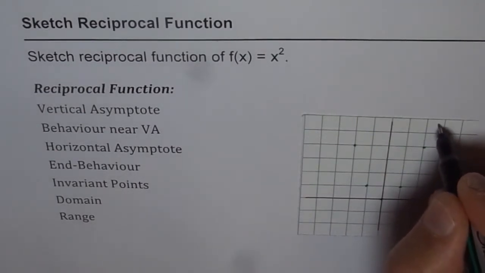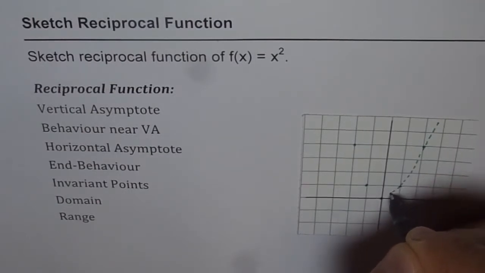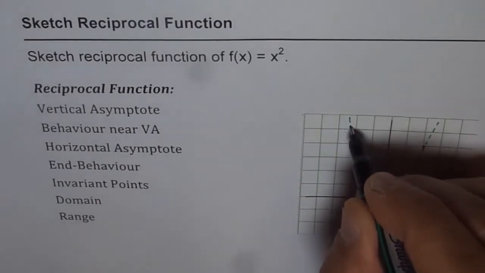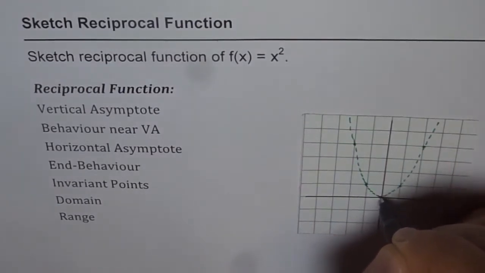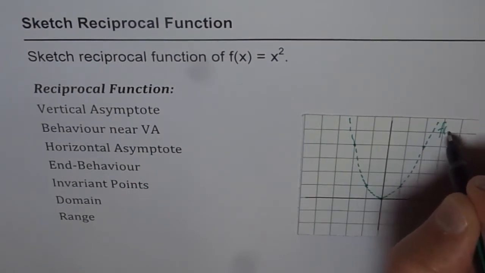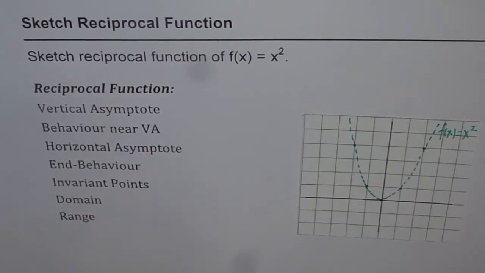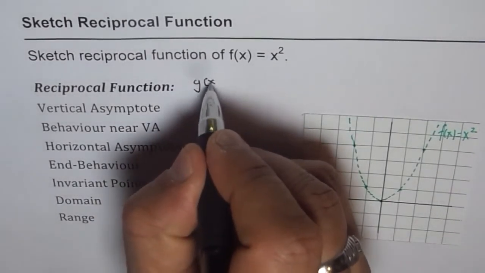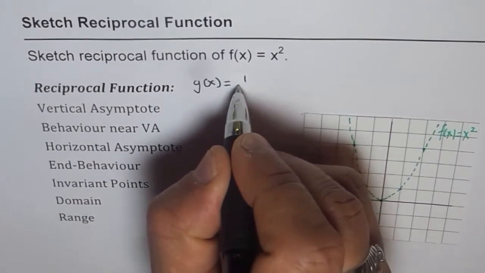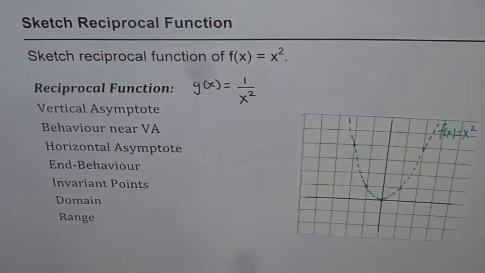And I will draw a dotted line to show the function x squared. So that is the function f of x equals x squared. And now what we need to do is to sketch the reciprocal of this function. Now the reciprocal of x squared, let us call it g of x, can be written as 1 over x squared. So that becomes the reciprocal of the given function.